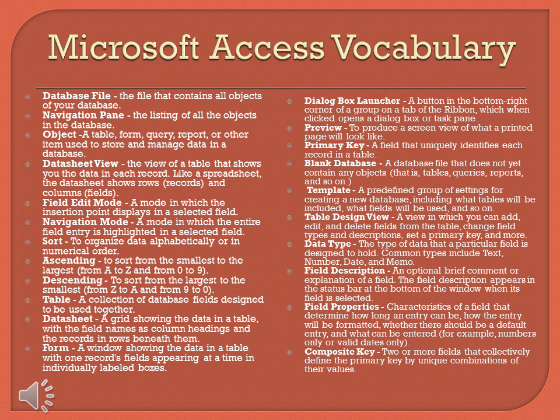And the last vocabulary word for this class is composite key. This is two or more fields that collectively define the primary key by a unique combination of their values. So at this time, if you wouldn't mind, just brief yourself on these definitions and these words, because we're going to be talking about quite a few of these during class today, and being familiar with them is going to help you when we're ready to create that database. So go ahead right now and read through the vocabulary words.